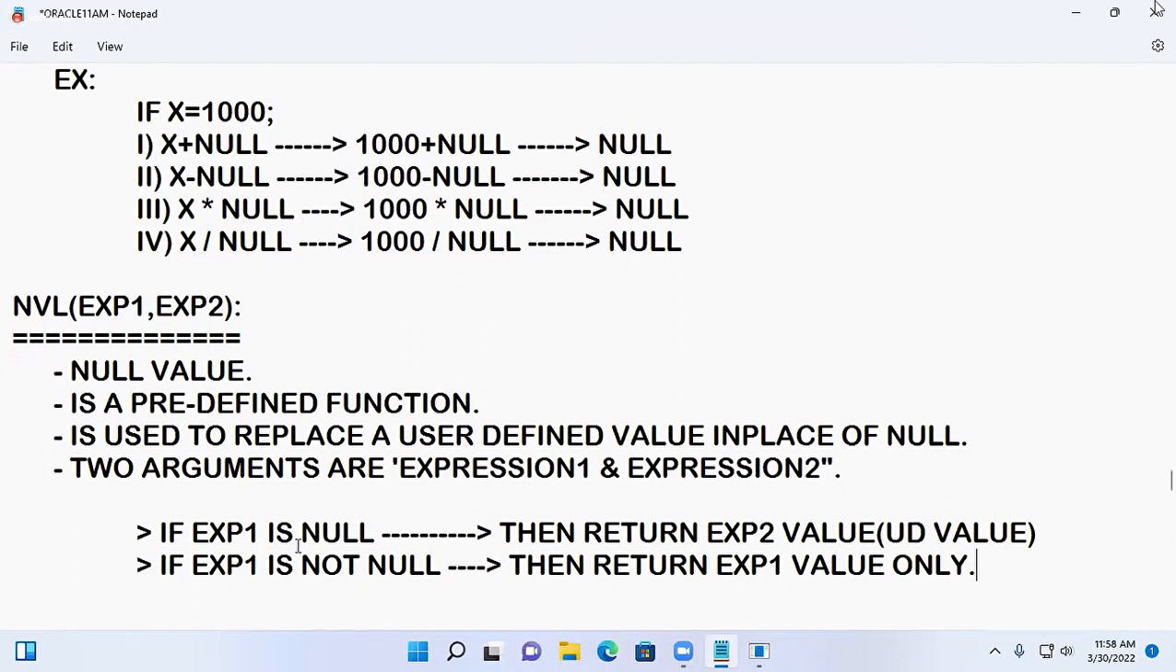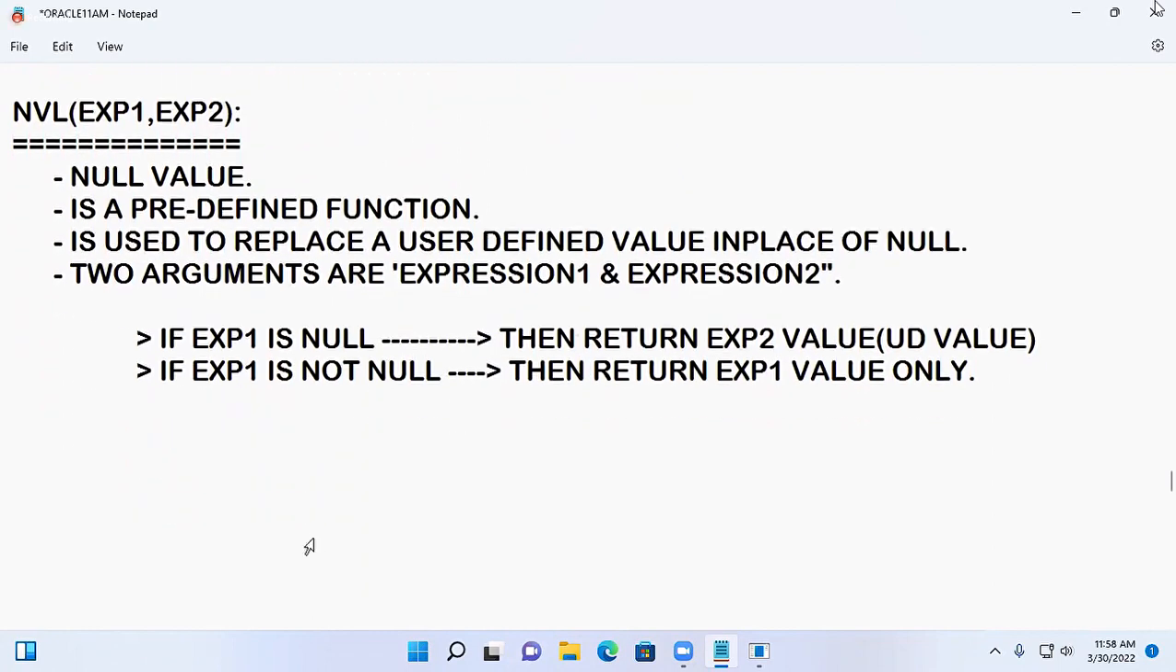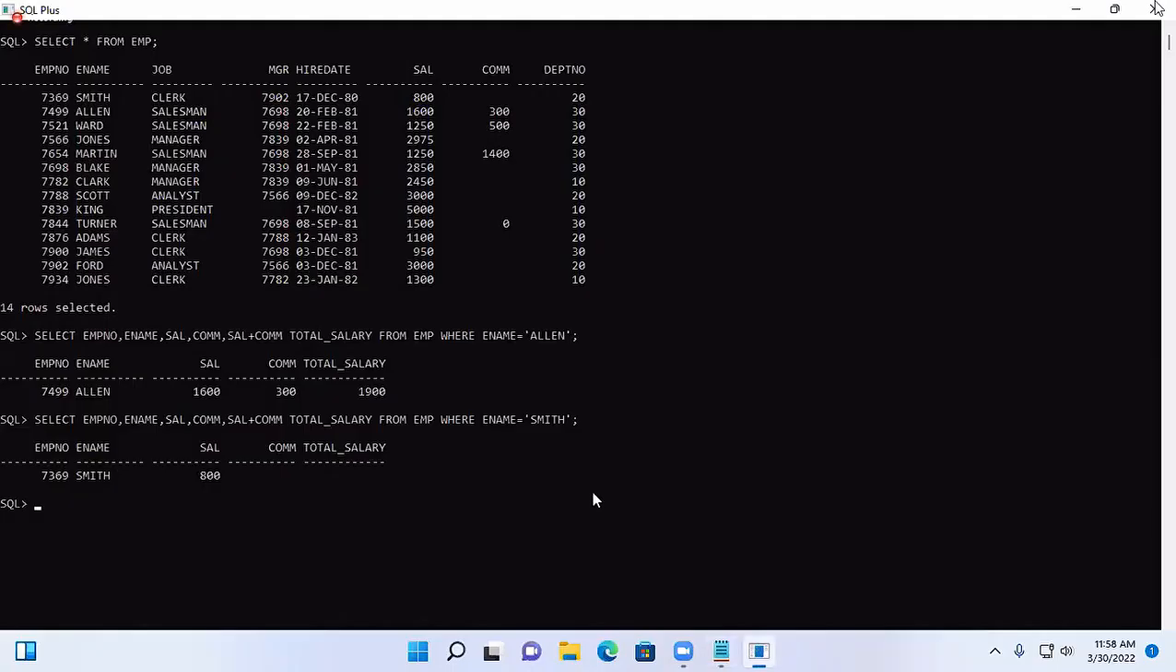Carefully observe, I am showing it practically. As per the definition, select NVL of my first expression null, second expression the user defined value 0, from dual. What dual is, I will discuss in the next session. So select NVL of null comma 0. My first expression is null, and my second expression is 0. Then what does it return?